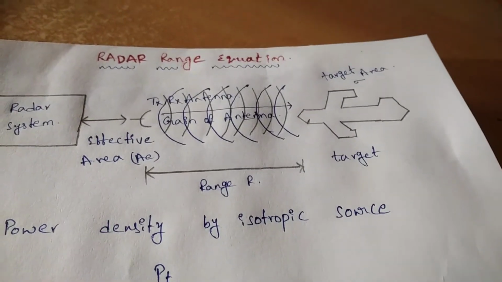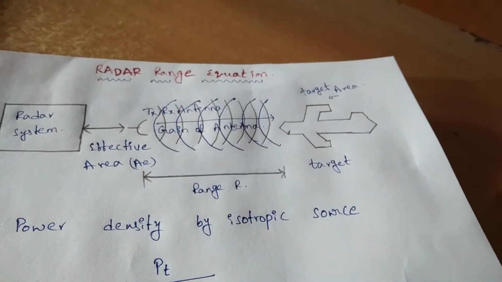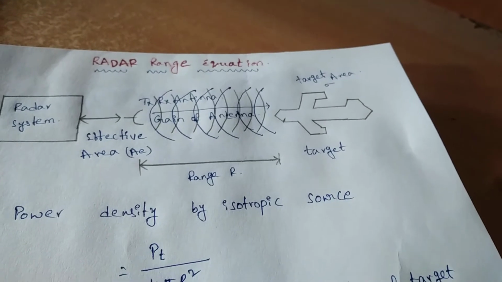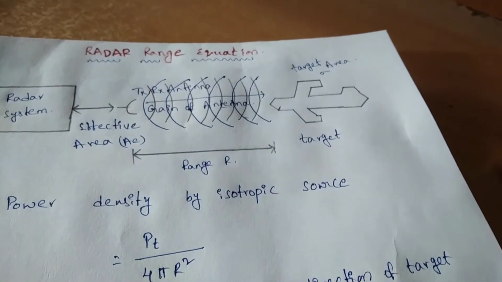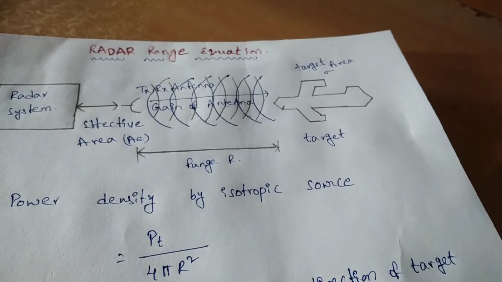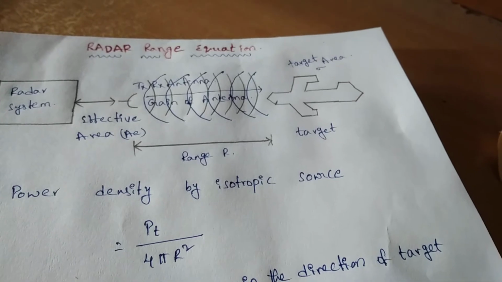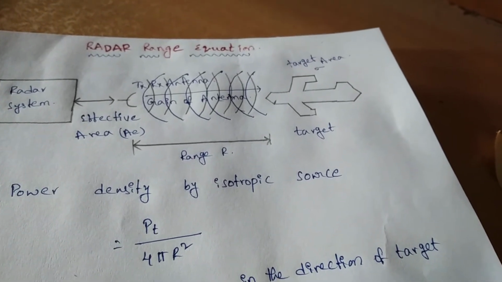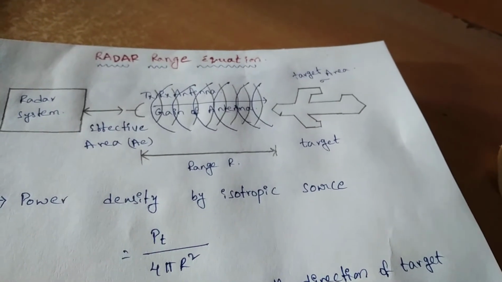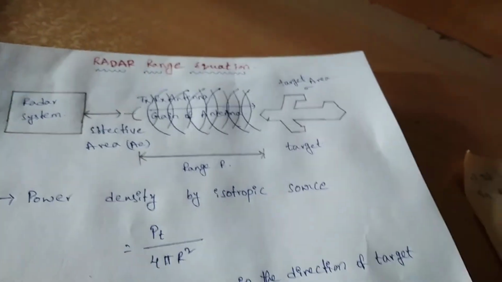Now if you want to calculate the maximum range of the radar, in that case the received signal will be minimum. If the range of the target is maximum, then the received signal will be the minimum detectable signal for this radar system. So for maximum range R maximum, the received signal is the minimum detectable signal, that is Pr equal to S minimum.